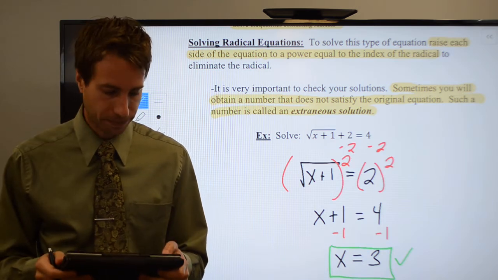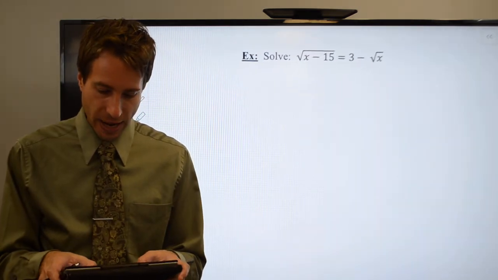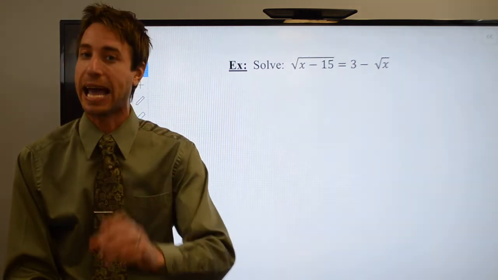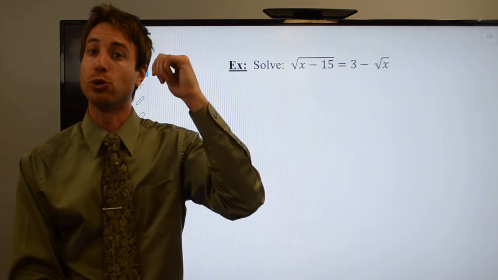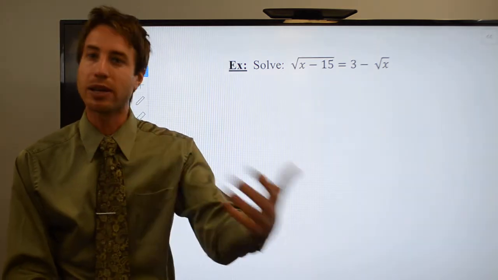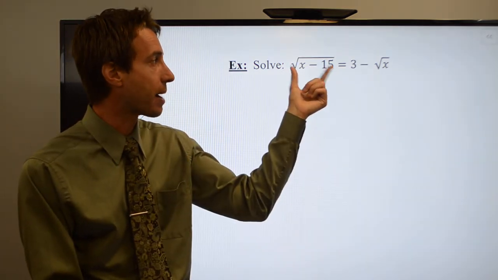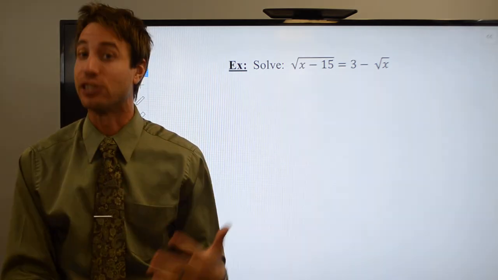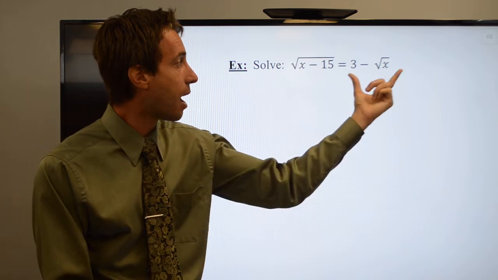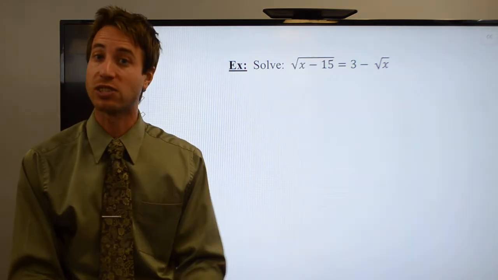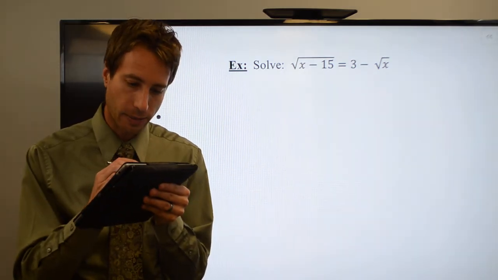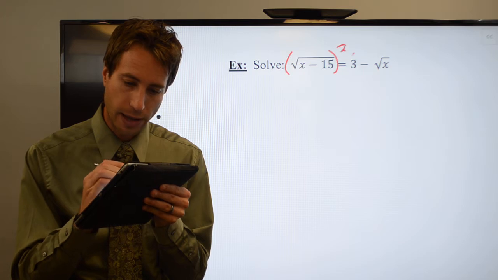Let's try another one. I have a problem for you right here. And what we're going to go ahead and do is solve this guy by, again, raising both sides to the power that's equal to the index. Generally, I would want to make sure that those radicals are by themselves if I had anything with them. But I don't have anything with it, right? This radical is all by itself over here on the left-hand side. And so what we'll do is just go ahead and raise both sides to the second power because my index is a 2. So right away, I'm going to square and square.